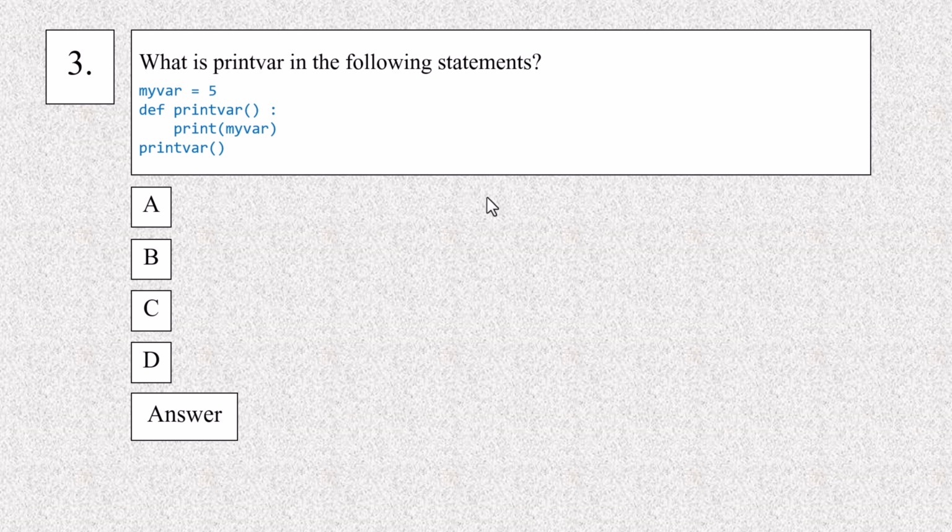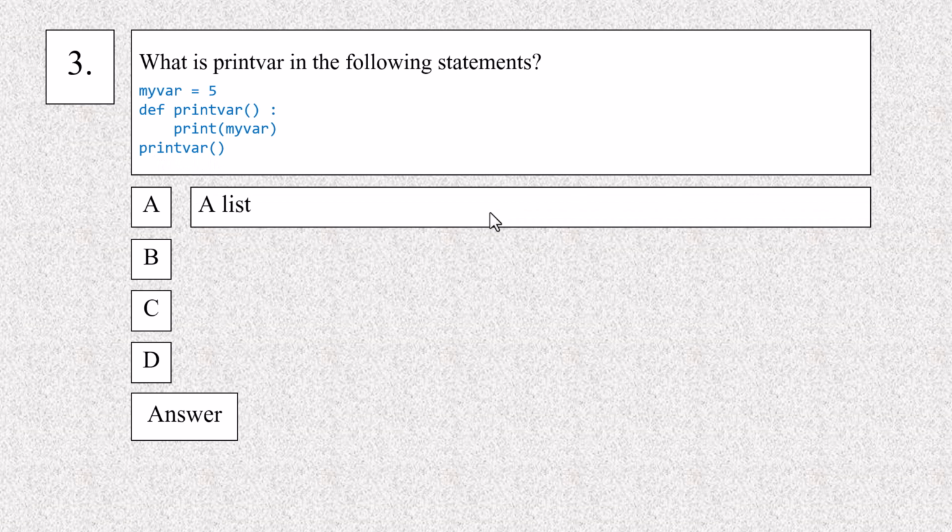Question 3. What is print var in the following code? So here you can see that we have a variable myvar with value 5, and we are using def, then print var, and then first bracket and colon, and inside this block we are printing myvar variable, and after that outside of the block we are calling print var.